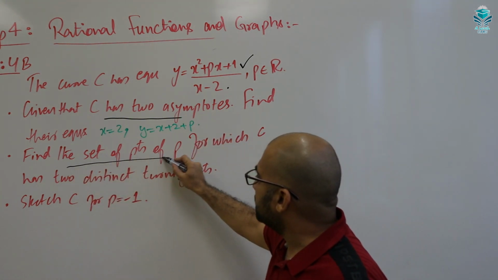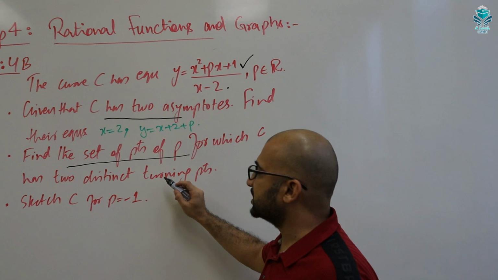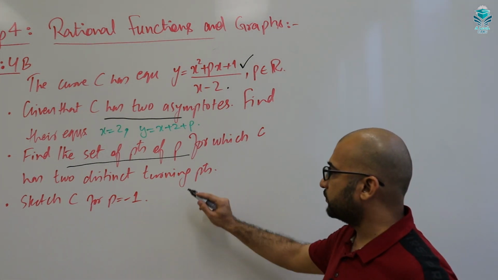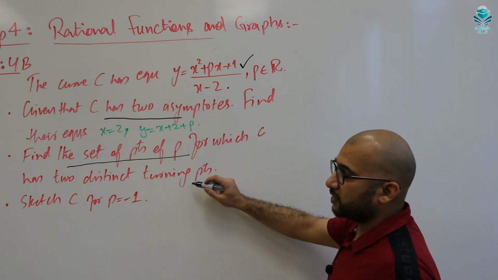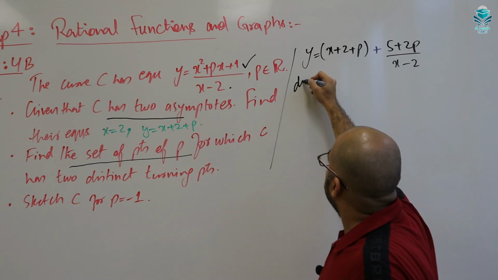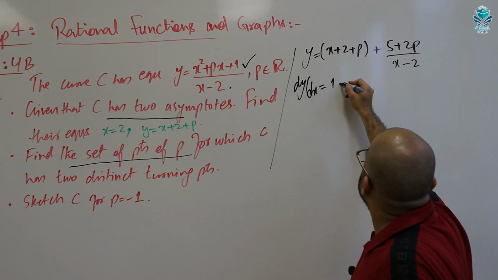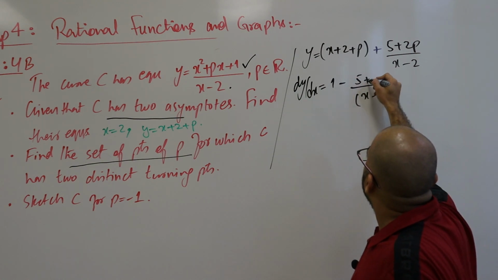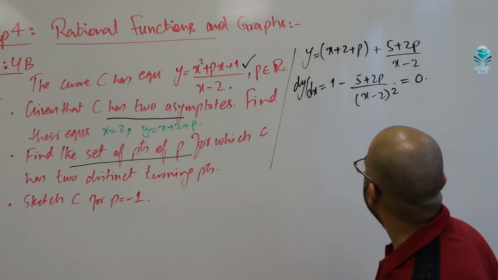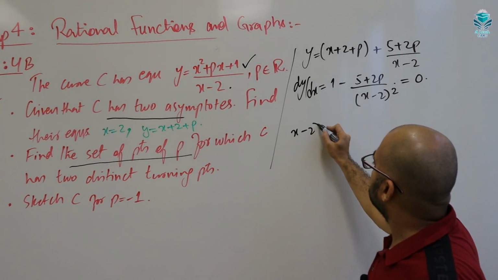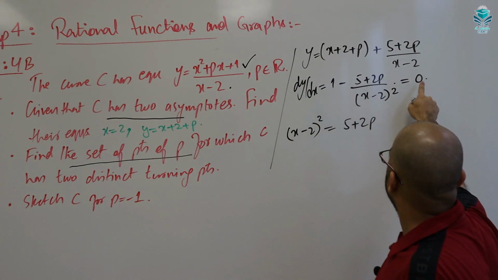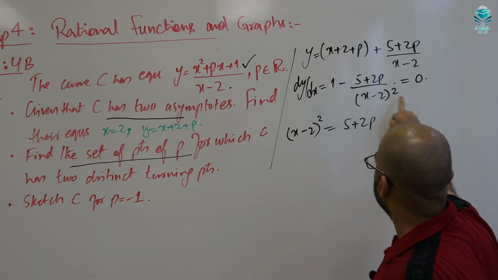Next, find the set of values of p for which C has two distinct turning points. It has turning points, but we have to find the set of values of p for which such a situation is satisfied. For the turning points, we have to take the derivative. The improper function can be written as this, so take its derivative. Set it equal to 0 to find the critical or stationary points. What you will see is (x − 2)² = 5 + 2p, because you can take this value to the right, it will be positive. Cross multiply and you will get this one.